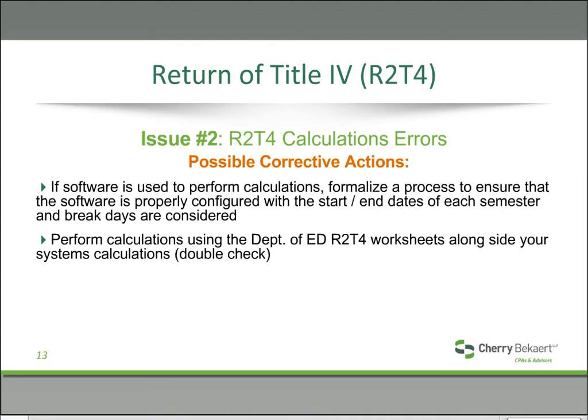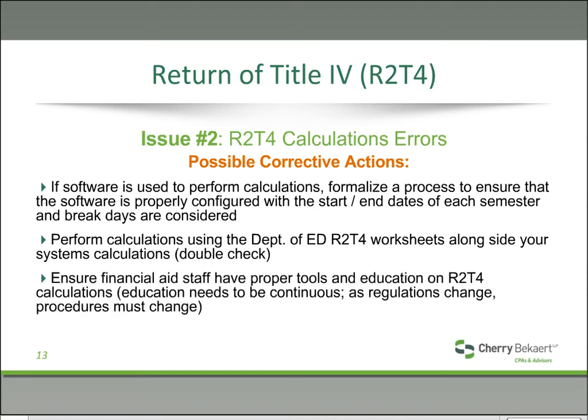If you're not sure whether the software is working right or has been configured correctly, one way you can double check is to perform a side-by-side manual calculation. The Department of Education has an R2T4 worksheet that you could do manually alongside your accounting software and make sure you're getting to the same amount between one another.